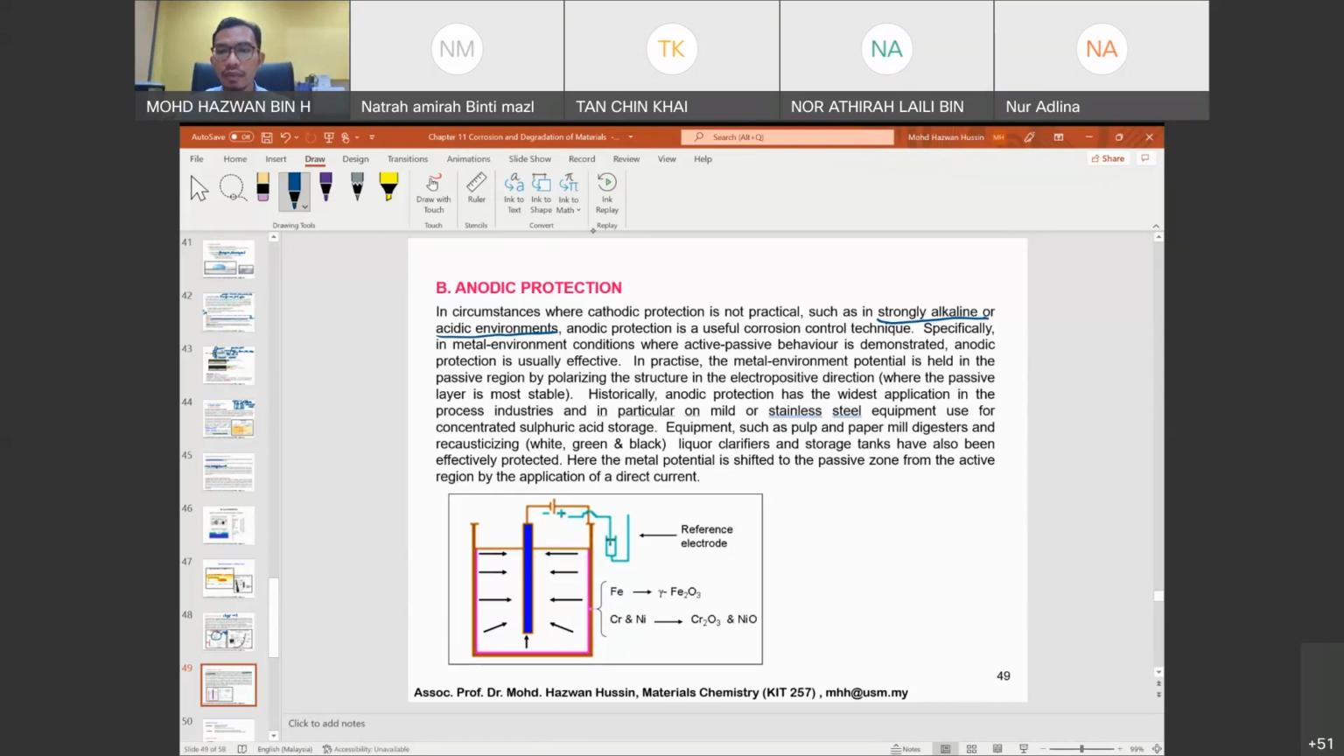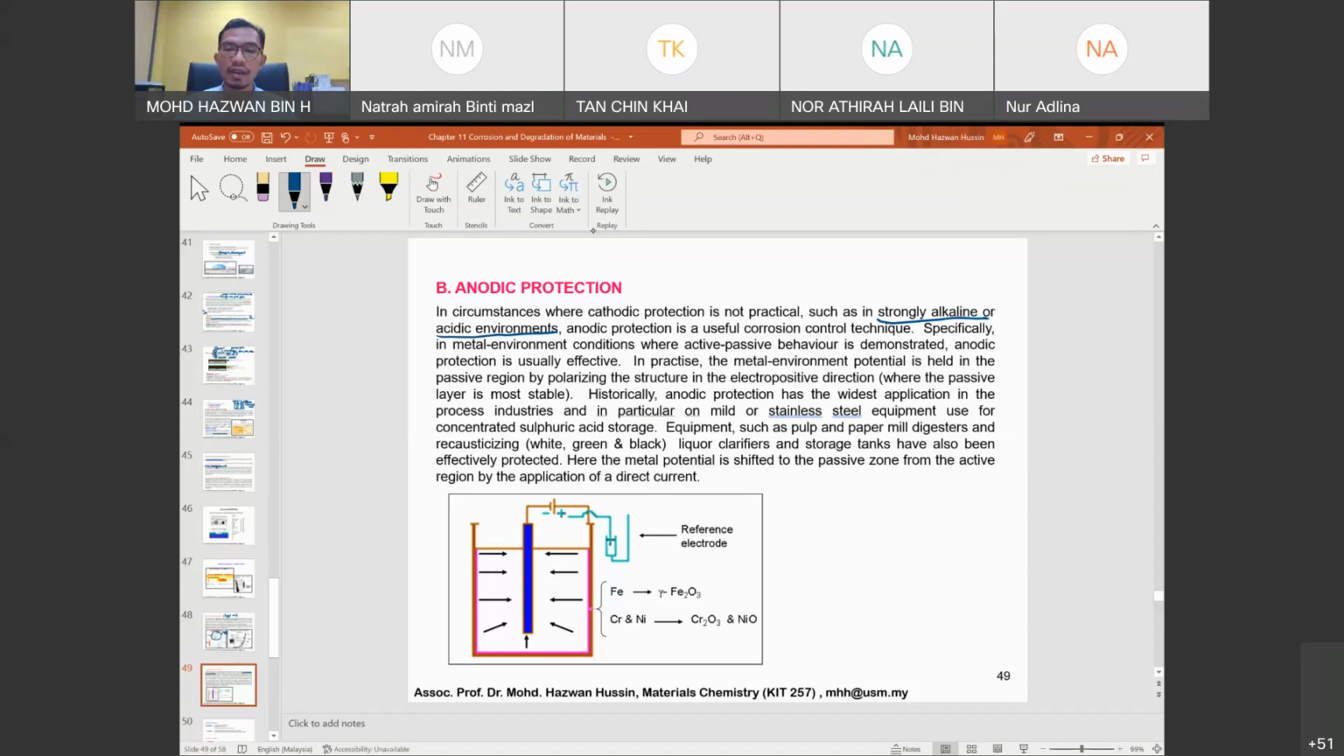Historically, anodic protection has had its widest application in the process industry, and in particular on mild or stainless steel equipment used for concentrated sulfuric acid storage. Equipment such as pulp and paper mill digesters in the paper industry use anodic protection because they use a reactor. And recausticizing that uses white, green, and black liquor, and clarifier storage tanks, have also been effectively protected. Here, the metal potential is shifted to a passive zone from the active region by application of a direct current.